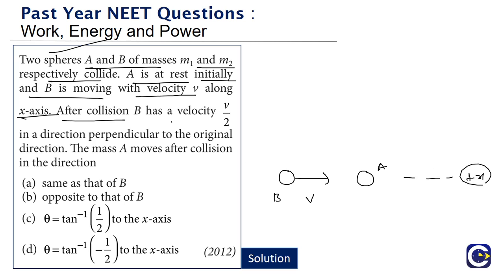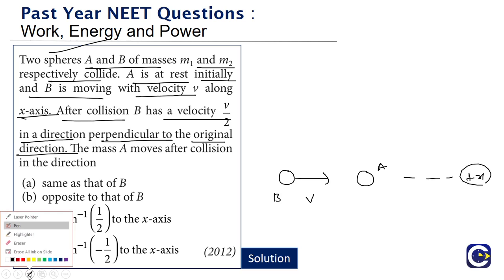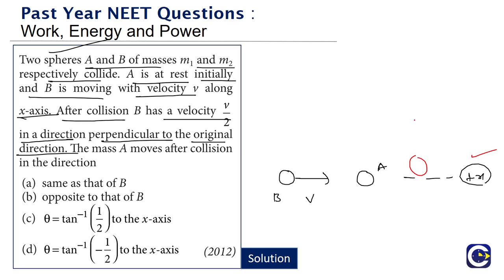After collision, B has a velocity v by 2 in a direction perpendicular to the original direction. Once the collision happens, B goes in a direction perpendicular to the original direction. The original direction is the x-axis, which we took as positive x-axis. After the collision, B will go perpendicular. Here there can be two possibilities: B may go along the positive y-axis, or B may even go along the negative y-axis.